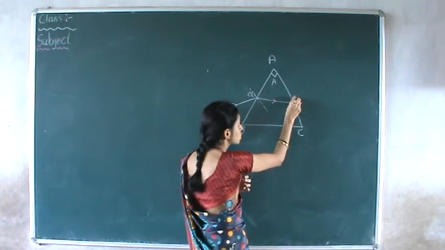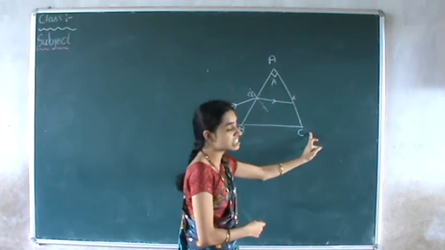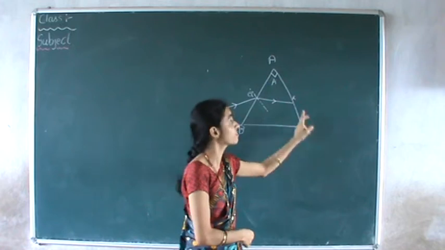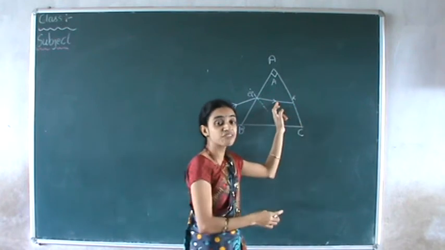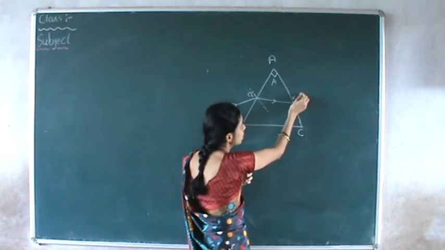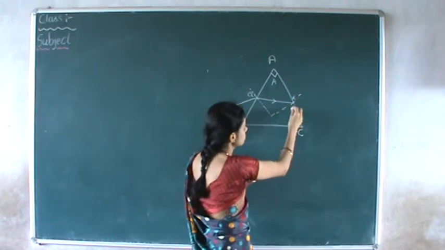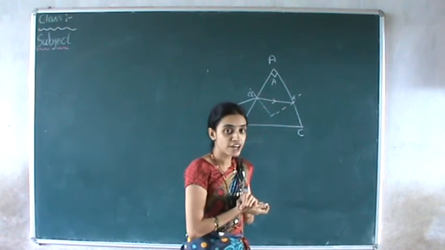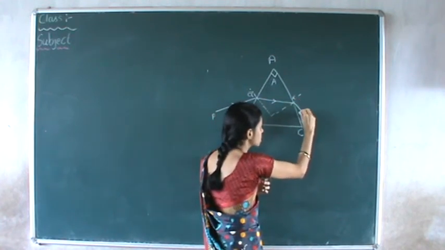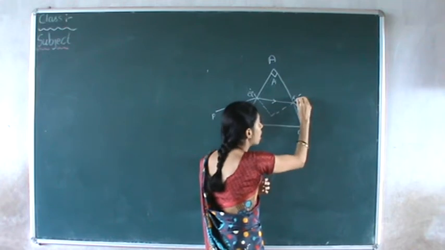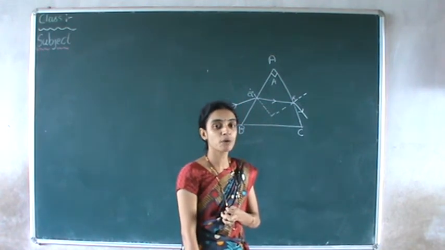Here QR is the refracted ray. Next, for the second surface AC, QR is the incident ray. When a ray of light is traveling from a denser to a rarer medium, if I draw the normal at this point, the emergent ray bends away from the normal. The emergent ray bends away from the normal.